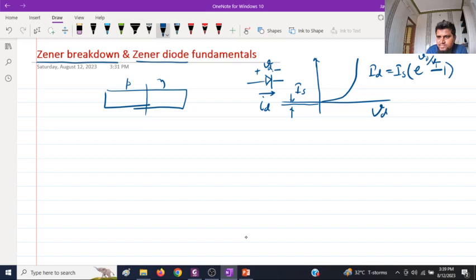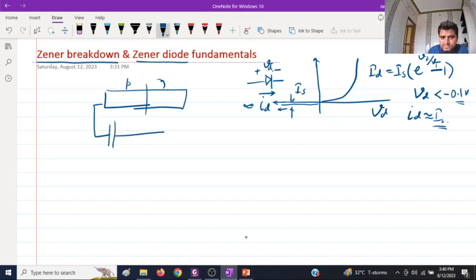So when this VD is negative, of course you can see that ID goes to minus IS for VD technically less than minus 0.1 volts. So ID is approximately equal to IS. Now the question is whether, in reverse bias, this current will continue to go to infinity or what.